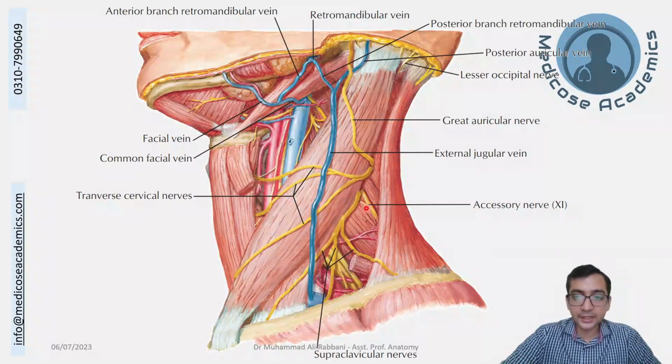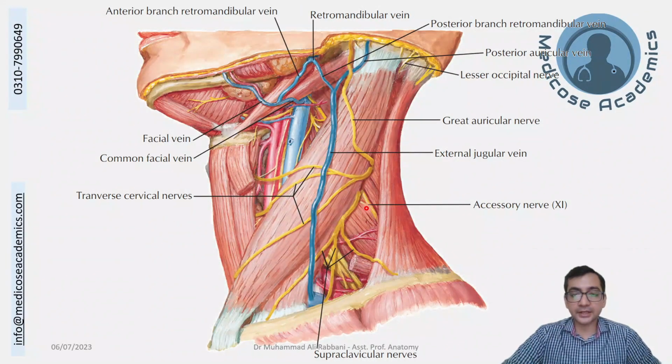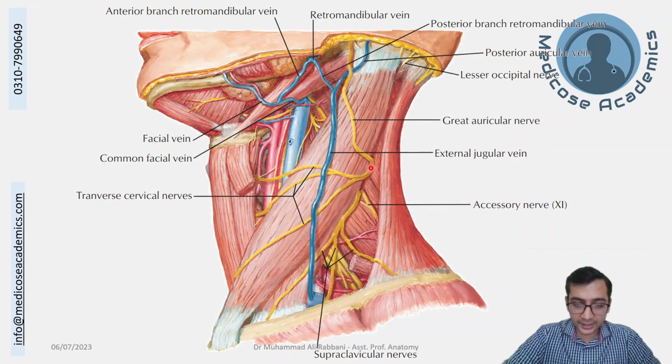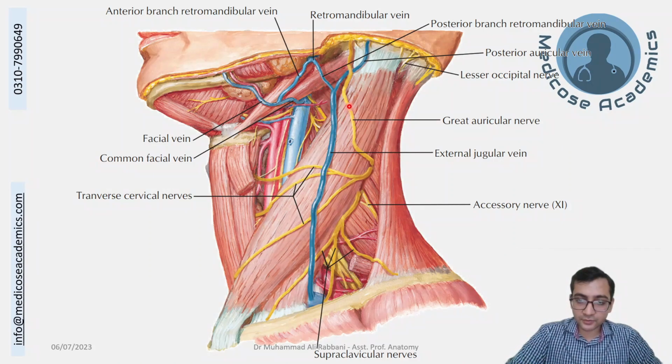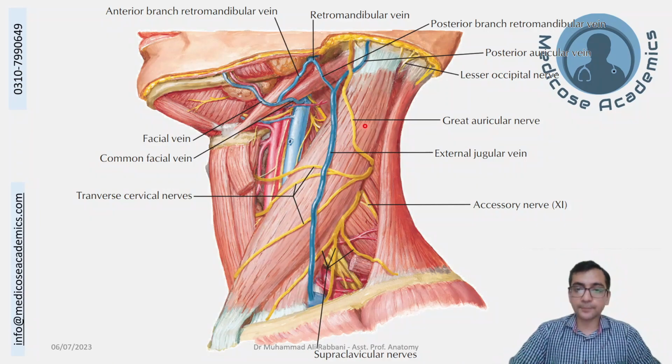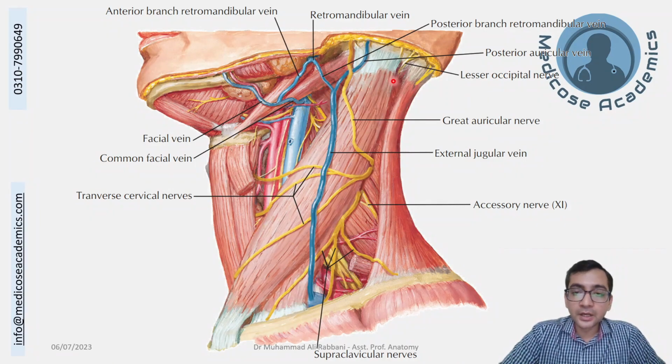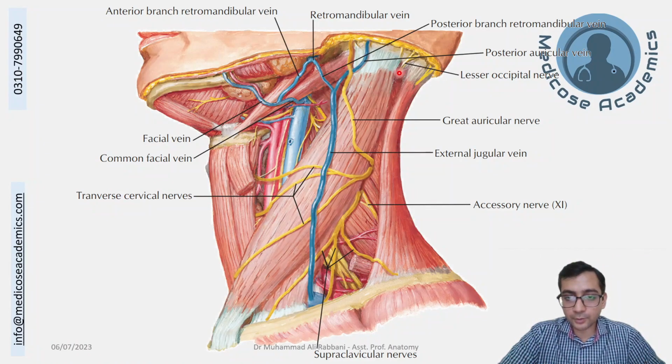If you look from the side, you will be able to appreciate the rest of the four. The three exiting here together: greater auricular on the surface of the sternocleidomastoid going to the front of the ear, transverse going to the front of the midline neck, and this is the supraclavicular nerve. It does not come to the lateral aspect of the sternocleidomastoid. You can see lesser occipital. It usually leaves the posterior margin of the sternocleidomastoid just at its point of origin here.